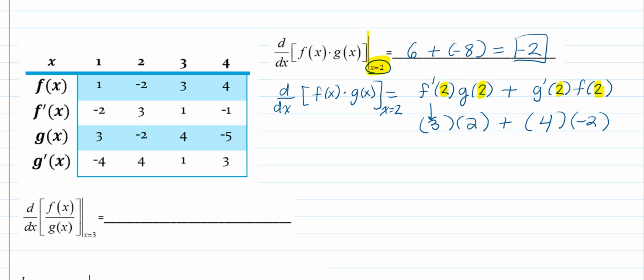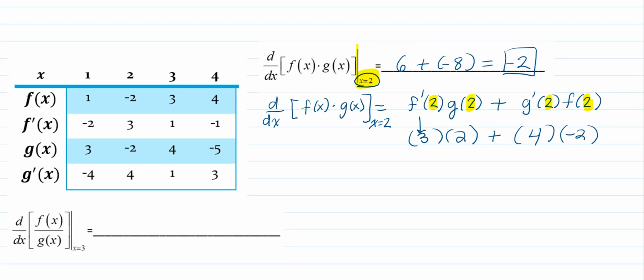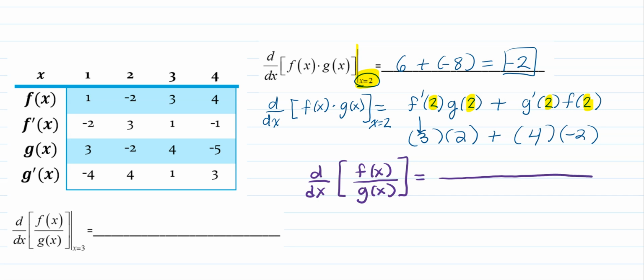Okay, so the next one is also a straightforward application of the quotient rule. So the quotient rule says the derivative of a quotient, the function f of x divided by g of x, is, and we should know, all over g of x squared. That's what goes on the denominator.